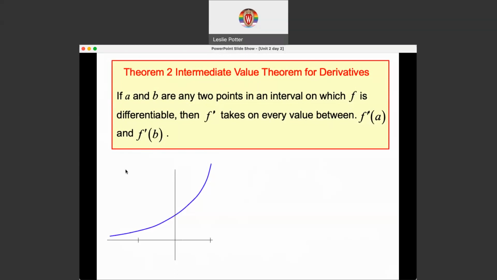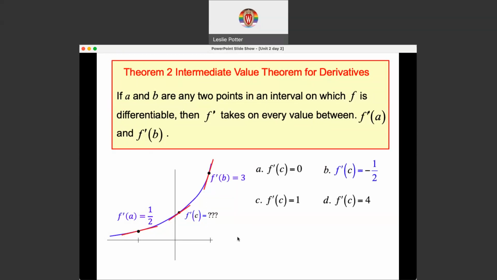So let's take a look at this function here. So this is really what it means. Let's take a look at this location, call it location A. We know the slope of the tangent line, or the derivative, is a half. Let's take a look at location B here. We know that the derivative, or the slope of the tangent line here, is 3. So the question is, what is the slope of the tangent line at this location C? And here are our options. Is it 0? Is it negative a half? Is it 1? Or is it 4? And according to this theorem, it's got to be between a half and 3. So which option is between a half and 3?